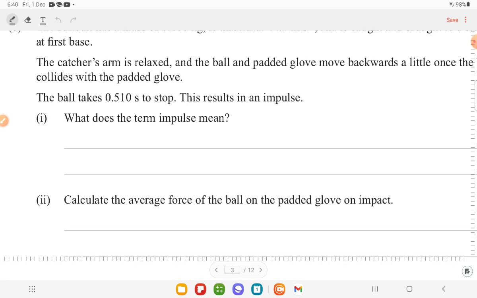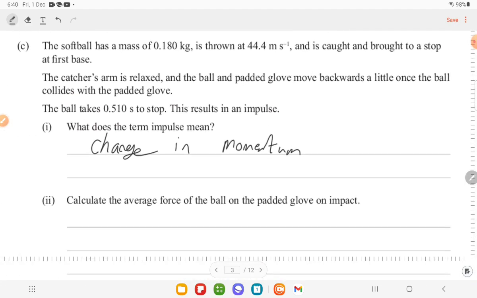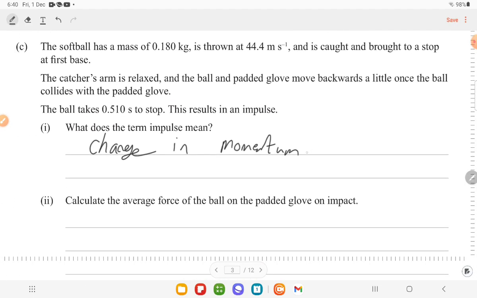I think they just want change in momentum, where change in p is equal to force times change in time. Let me just check that's the correct formula. Yeah, there it is.